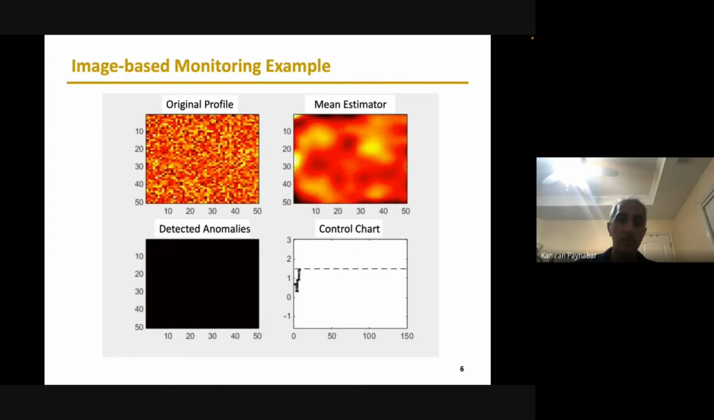What you see here in the top left corner is the heat transfer process. We simulated it using some differential equation, but it's very noisy, as you can see. So what we do is estimate the noise in the image. At the same time, if there are anomalies, we want to detect them on this panel. And this control chart can do a sequential hypothesis testing to see whether this detected anomaly is statistically significant or not, or in other words, whether the process is in control or not.